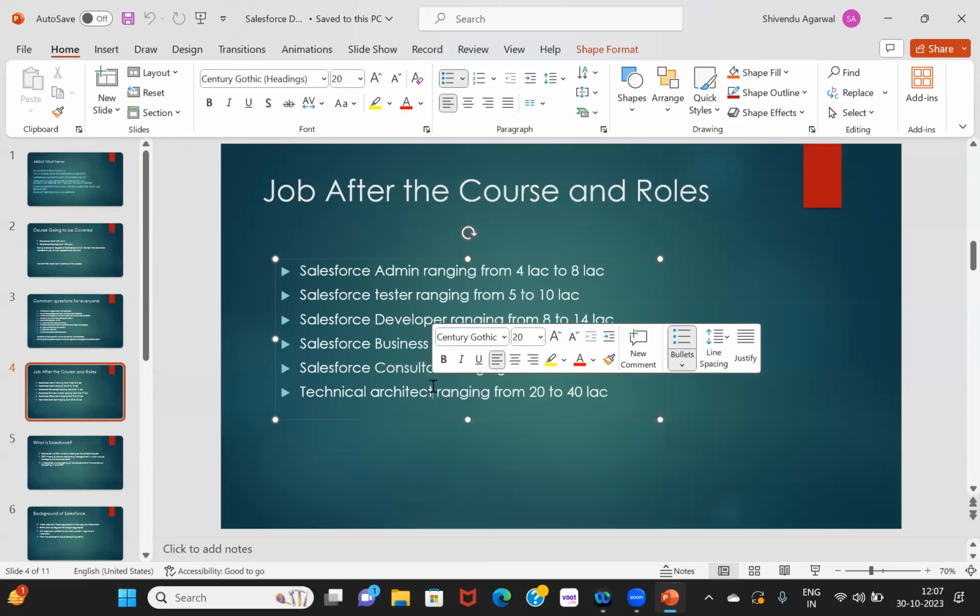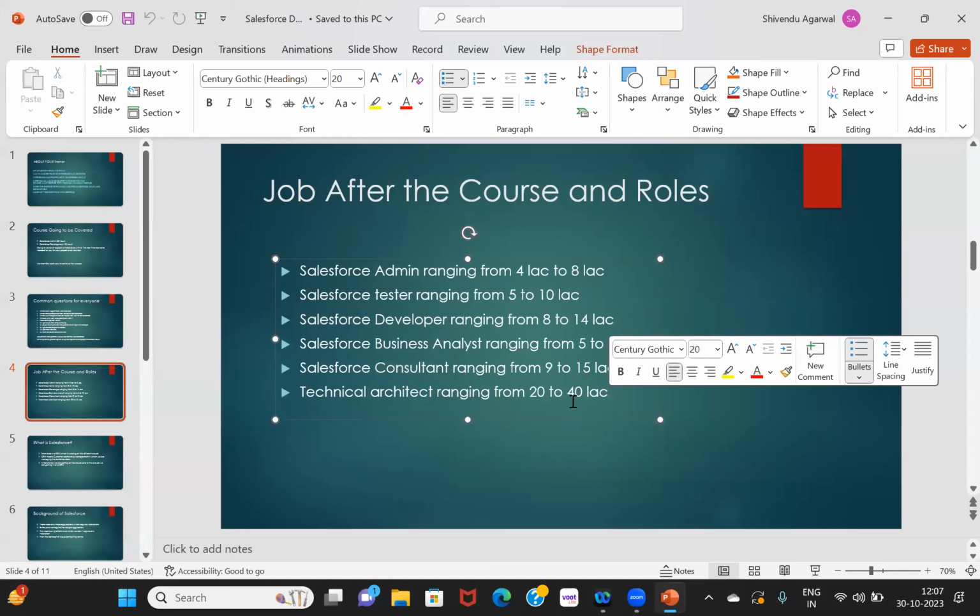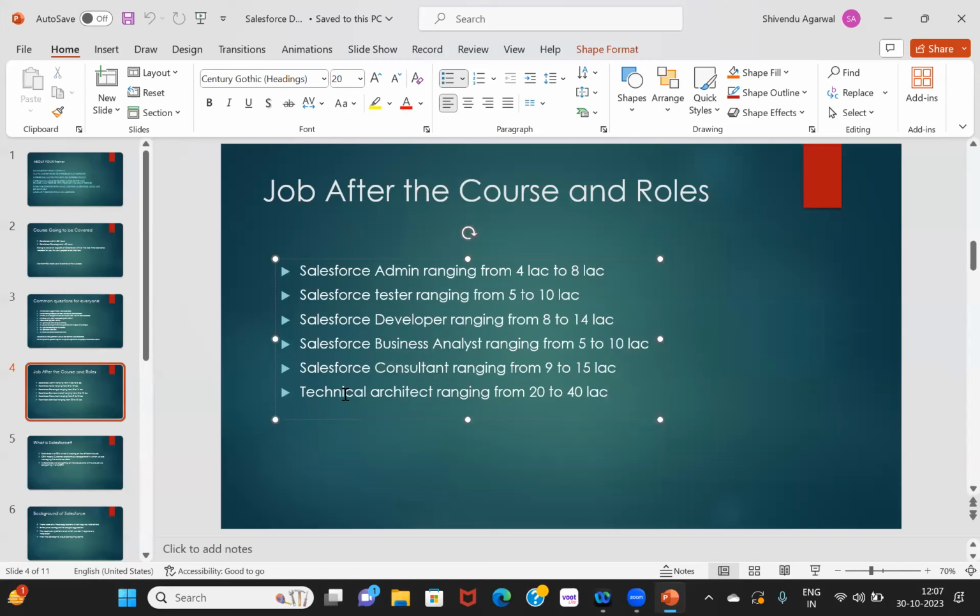Then technical architect, that is a different job, no need to focus on this. That is for more experienced people, like Swapna ma'am. So that is a different one. Those are the jobs and packages that you may get after completing this course, but that is a rough figure, I am telling you again.